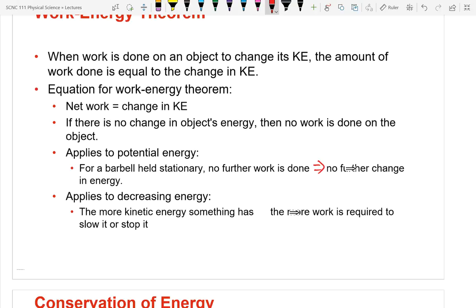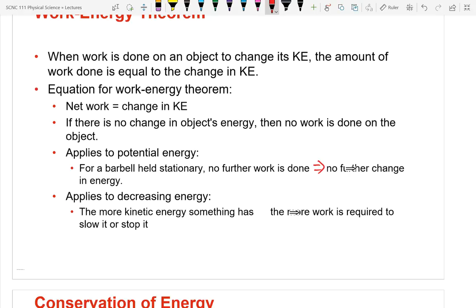And so what's happening to its potential energy if I'm doing no work on it? If it's sitting there stationary, what's happening to its potential energy? Okay, it's at rest, so kinetic energy is 0, and potential energy is actually just going to stay the same because there's no change in the energy. It has to go up or down to change its energy.